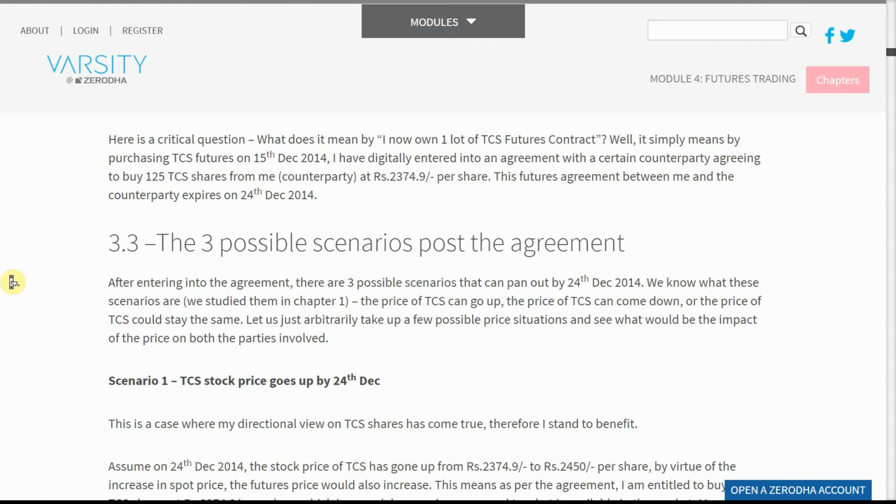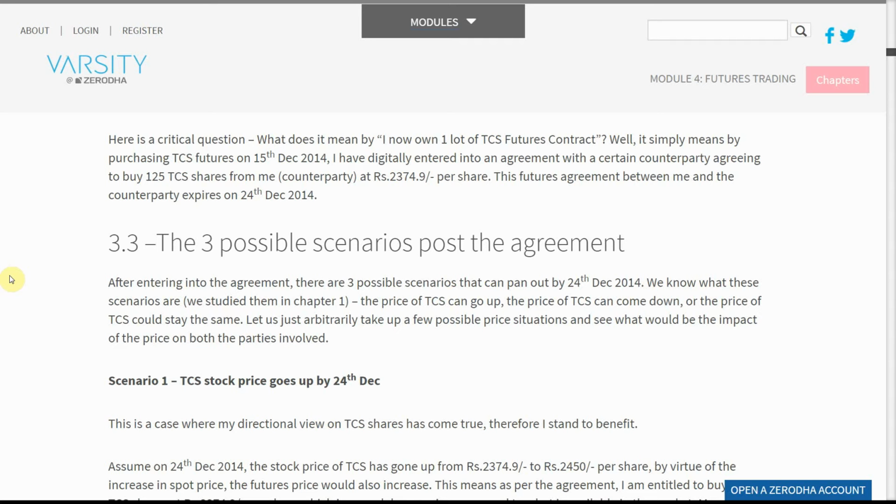Here is a critical question. What does it mean by, I now own 1 lot of TCS futures contract? Well, it simply means by purchasing TCS futures on the 15th of December 2014, I have digitally entered into an agreement with a certain counterparty agreeing to buy 125 TCS shares from the counterparty at 2,374 rupees and 90 paise per share. This futures agreement between me and the counterparty expires on the 24th of December 2014.